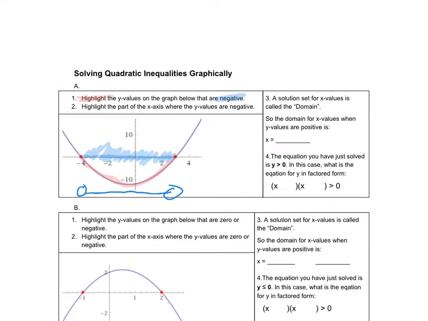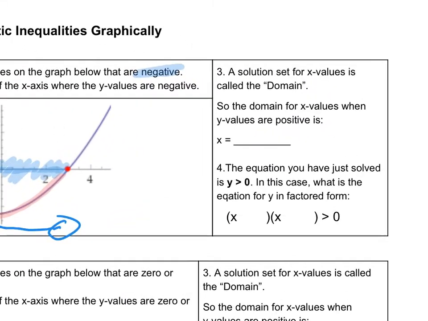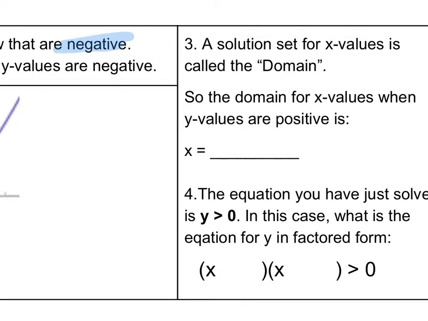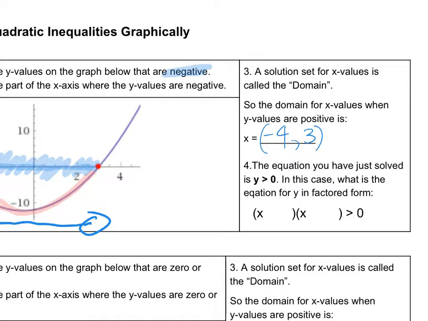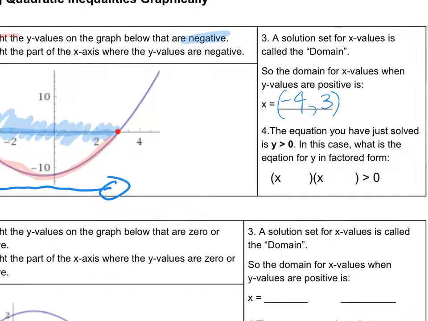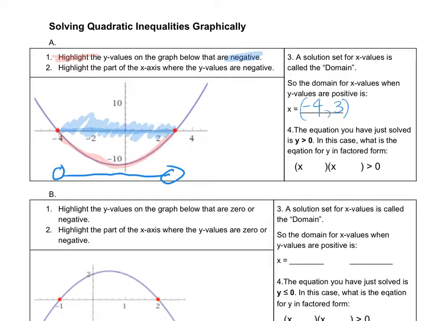Okay, so what are those? What are the possible numbers? The possible numbers are from -4 to +3. Okay, and we can't include -4 and 3, and that's why the brackets are round. So number 4, the equation that you have just solved is y greater than 0.